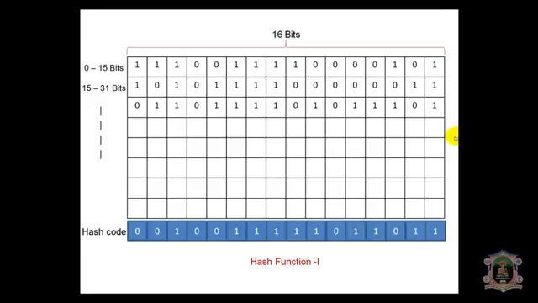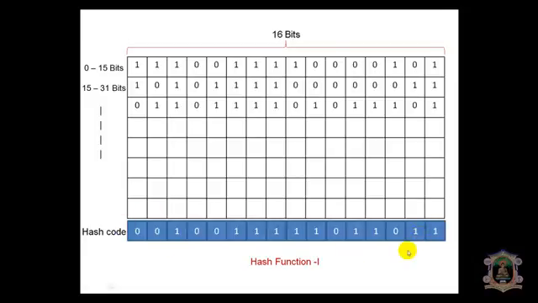Assume that the message is split into blocks of 16 bits each. For example, to the hash function generation system, the input is in terms of bits. We put the first 16 bits in the first row like this, the next 16 bits in the second row, and the next 16 bits like this, and so on. This is how we split the bit stream into blocks of data. Initially we assume the hash code is 0, and this is the hash code.